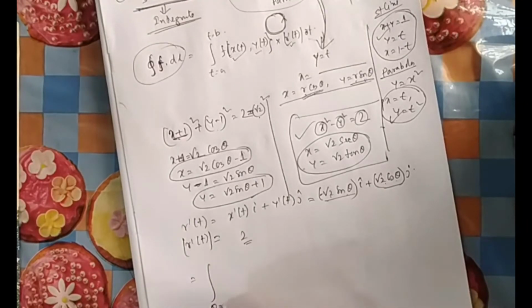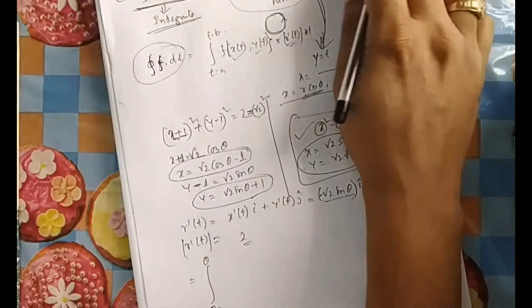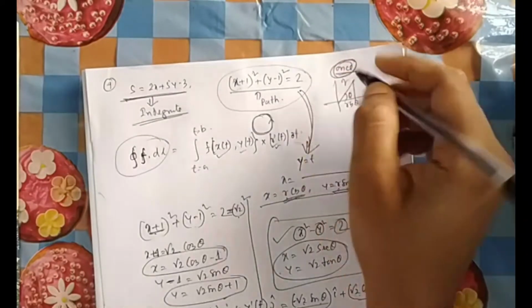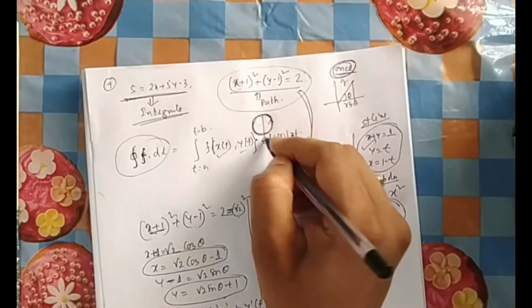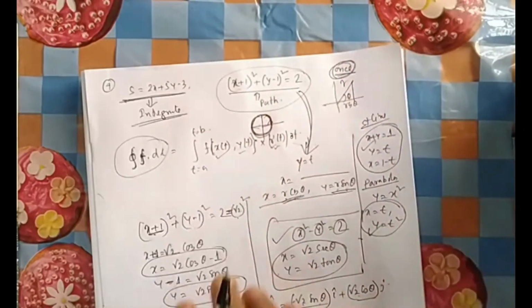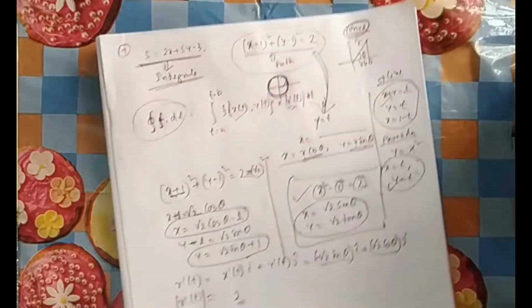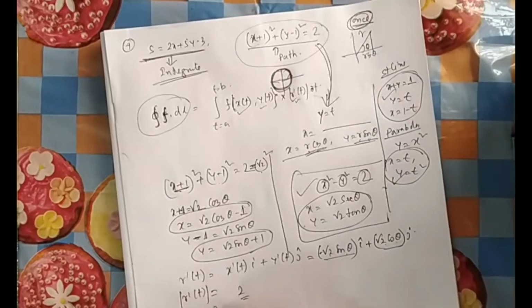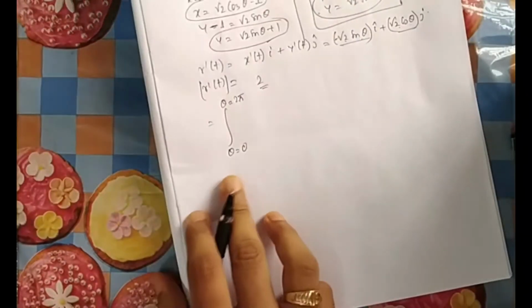So how theta will vary from which value to which value? That's why I was telling once. Once means you have to move it one time. One time means if you start from here 0, then you will move 2 pi. 0 to 2 pi will give you one rotation. If it is twice, then it should have been 0 to 4 pi. So it is 0 to 2 pi. Now it is given 0 to 2 pi theta.